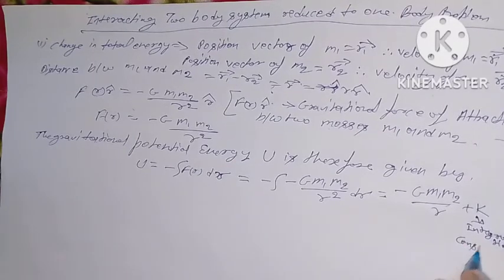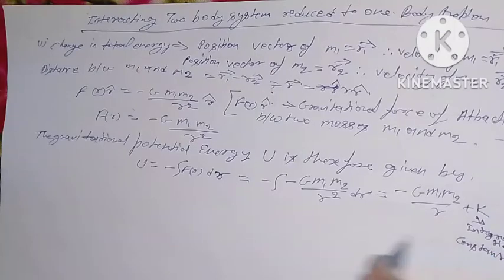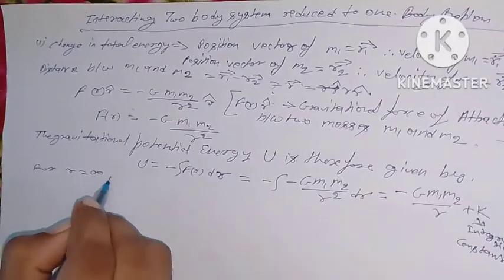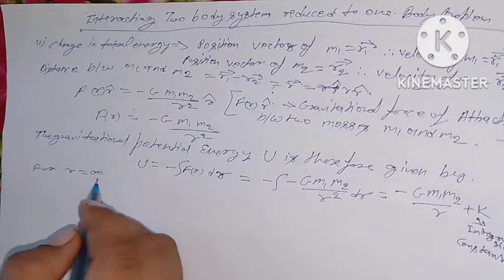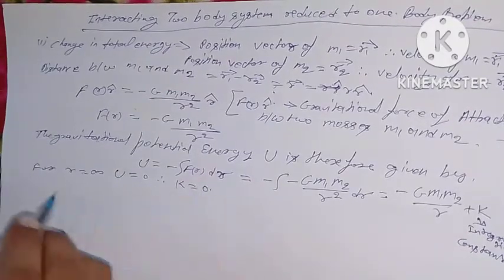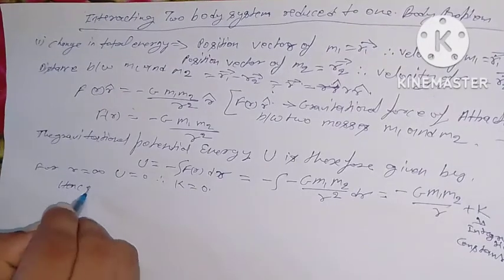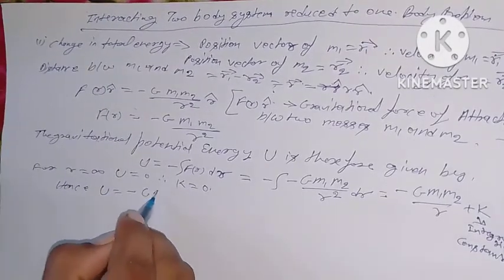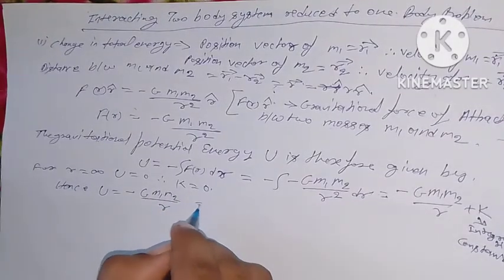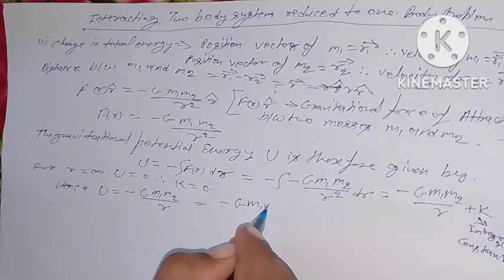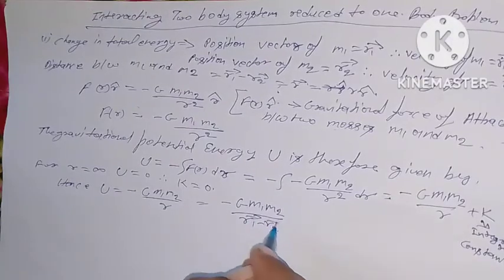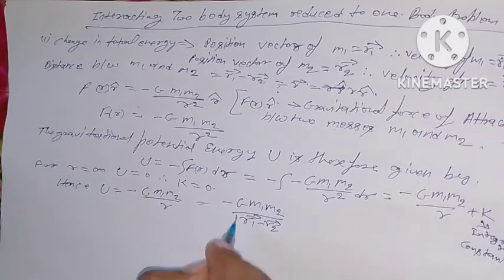For r tending to infinity, U equal to 0, so k equal to 0. Hence U equal to minus G m1 m2 upon r, equal to minus G m1 m2 upon the magnitude of r1 vector minus r2 vector.